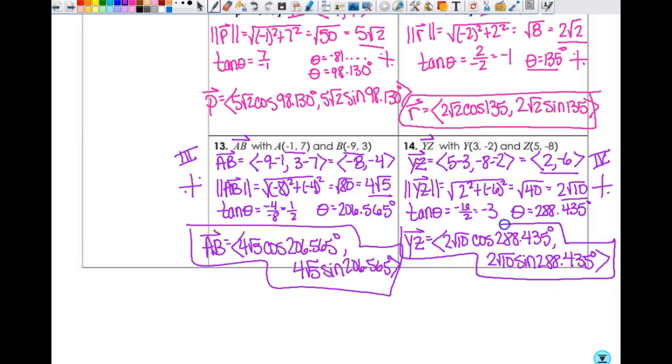Okay. You already have the assignment. It's the back of what I gave you yesterday. You should be able to go forth and complete the rest of these vectors.